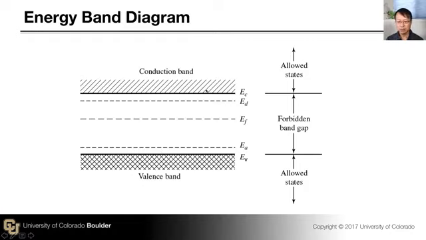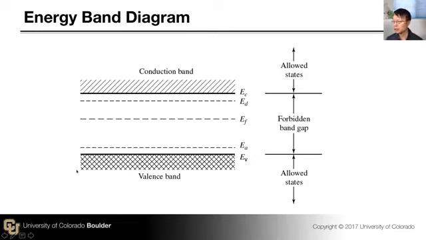The conduction band and the valence band represent the ranges of energy that electrons are allowed to have, whereas the forbidden band gap is the region of energy where electrons are forbidden. Now, in this diagram here, you can see obviously that the y-axis is the energy axis. So going up is higher energy and going down is lower energy for electrons.